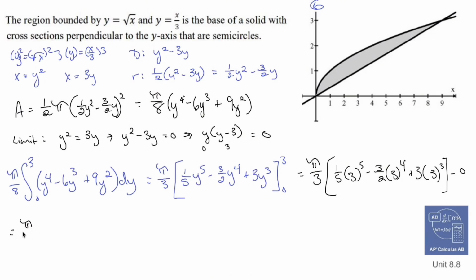This becomes pi over 8. 3 to the fifth is 243, so you're 243 over 5. The next one is the same as 3 to the fifth, essentially, because it's 3 to the fourth times 3 again, so you're another 243 over 2. And you're 3 to the fourth, which is 81.